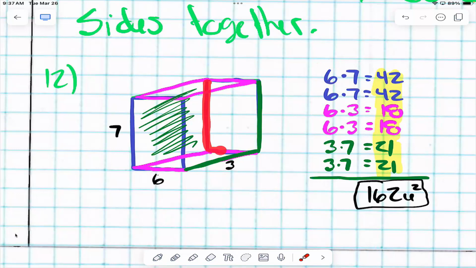On the back side, we have another rectangle that looks very similar. What is the base and the height of that rectangle? 6 times 7, right? So again, I wrote another 6 times 7. You with me? Okay, so I did the front and I did the back. Let's do the top and the bottom.